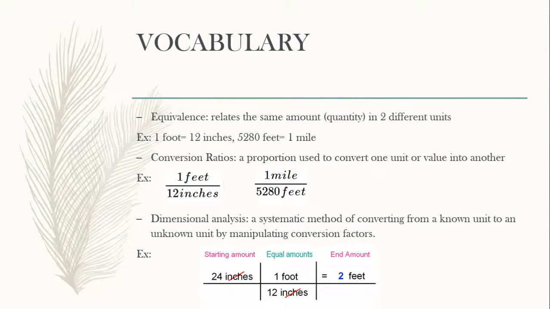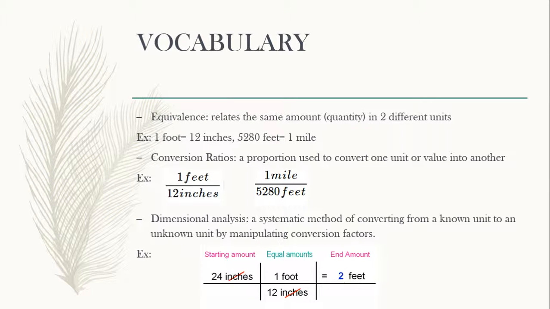Let's jump into vocabulary. Equivalence relates the same amount or quantity in two different units. For example, 1 foot is equivalent to 12 inches and 5,280 feet is equivalent to a mile. Conversion ratios are proportions used to convert one unit or value into another. For example, 1 foot over 12 inches and 1 mile over 5,280 feet.